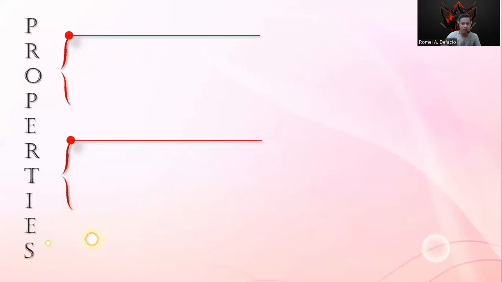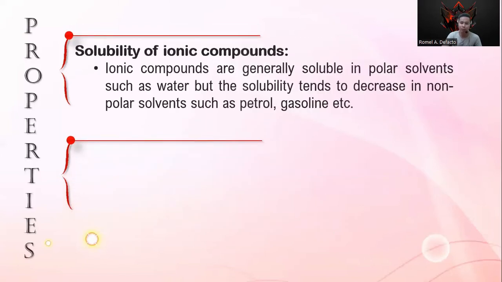Okay? Next is the solubility of ionic compounds. Ionic compounds are generally soluble in polar solvents, such as water. What do you mean by polar solvents? These are solvents that are polar, meaning they have a positive and a negative side. The best example actually is water. Since ionic compounds have a cation and an anion, they interact with the positive side and the negative side of your polar solvents. So that is why they are very soluble.